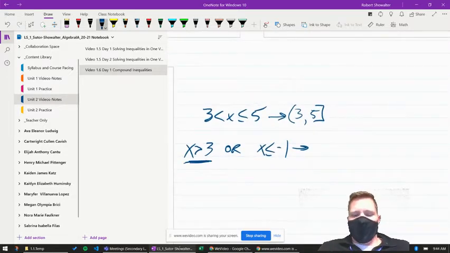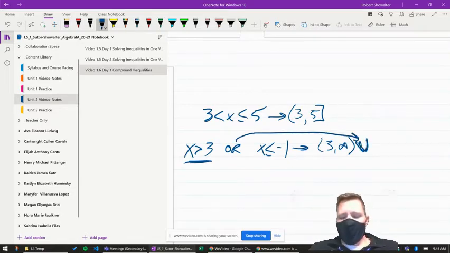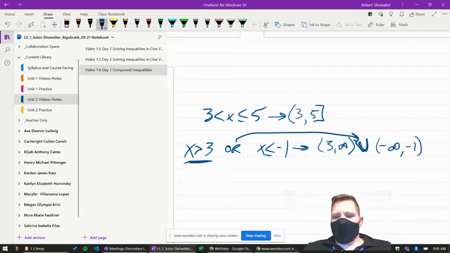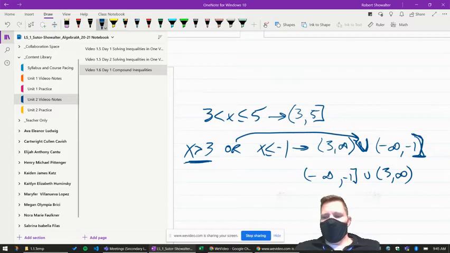So you kind of write them separate, right? So you've got 3 to infinity. And then we're going to do union because it's an or. Or means that symbol, the U. And then we have x is less than -1, so it'd be negative infinity to -1, but with a bracket. But this isn't in numerical order, so we're going to have to do a little switcheroo.